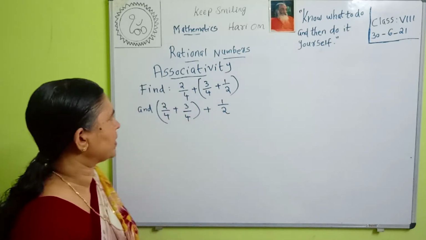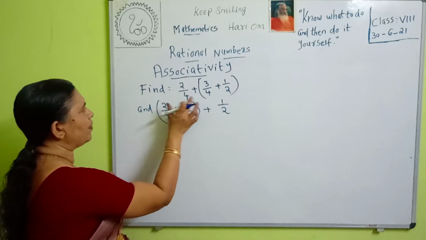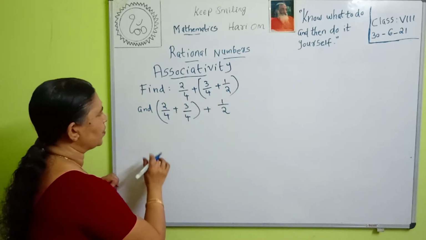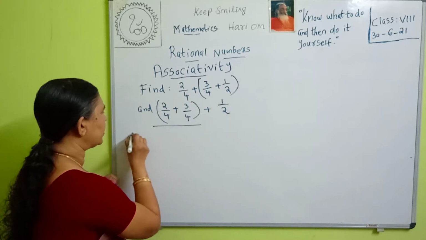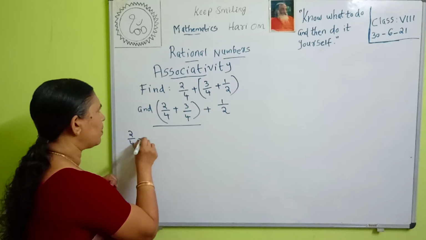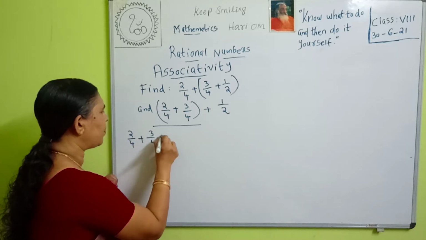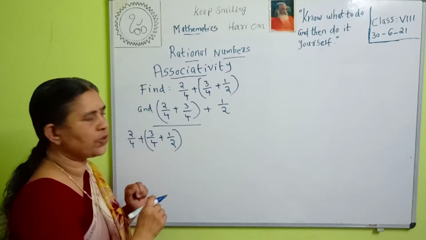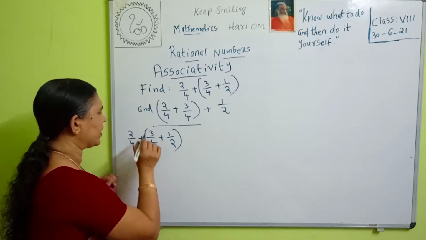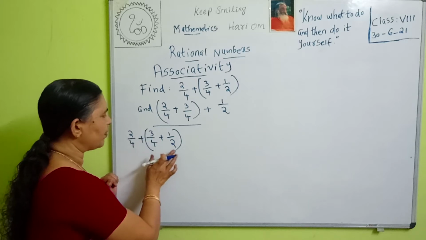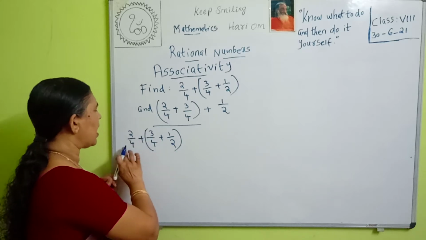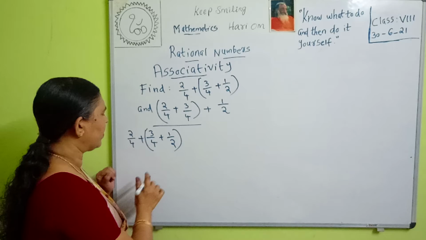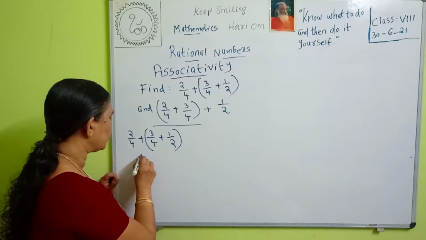First we will do one example. Find 2 by 4 plus 3 by 4 plus 1 by 2. Here, if a number is given in a bracket, first you have to do the operation in the bracket. That is, first you add 3 by 4 plus 1 by 2 and then add it to 2 by 4. So what is 3 by 4 plus 1 by 2?